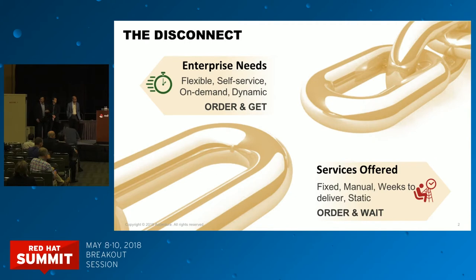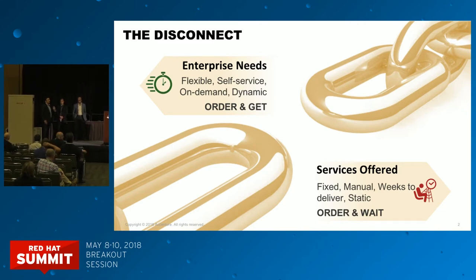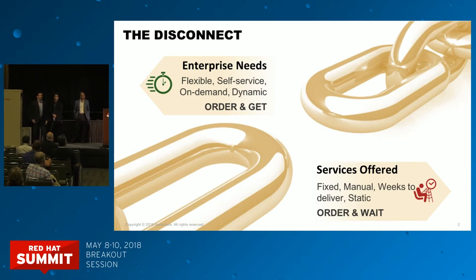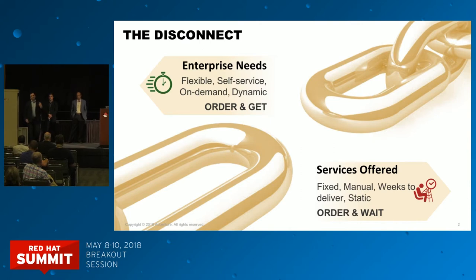So what we've seen from enterprises over the course of the last several years is enterprises are demanding a little bit more flexibility, self-serve, on-demand dynamicness. And in essence, what's being offered to them in most cases were services that were either fixed, manual, it takes weeks and weeks to deliver, and very static. So what that translates to is they're expecting an order and get, and what they're really getting is an order and wait. And what we're talking about here is the networking element of their infrastructure, right?